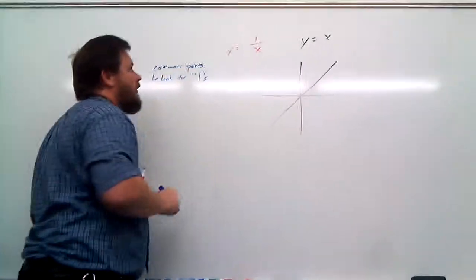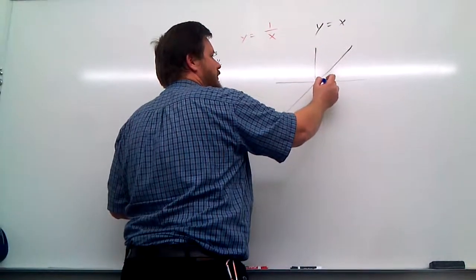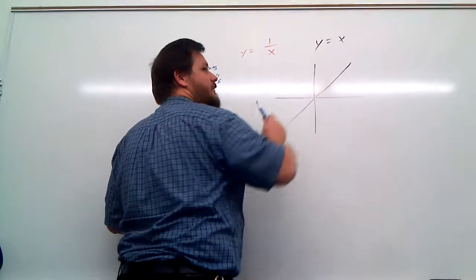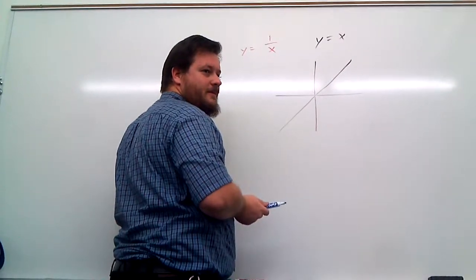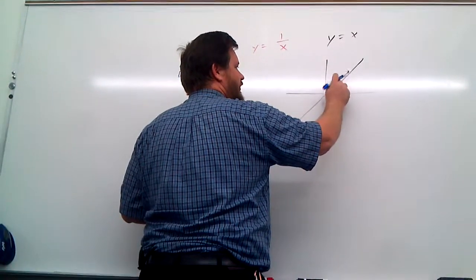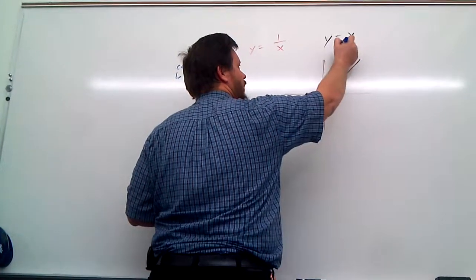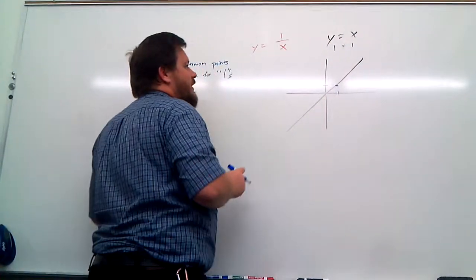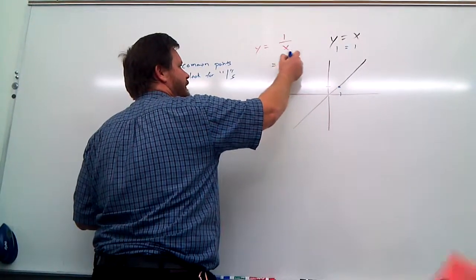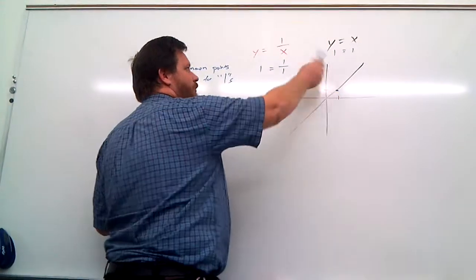So in this case here, when x is 1, what's y? 1. When x is 1, y is 1. So this point right here has an x of 1 and a y of 1. Now, what about on this equation? When x is 1, what's y? Also 1. So this point right here is on both graphs.